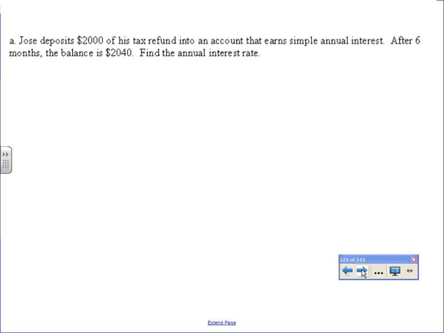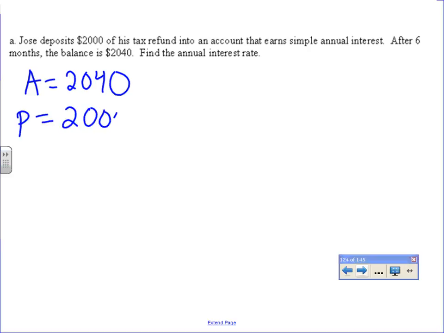Okay, first example. We deposit $2,000 of a tax refund into an account that earns simple annual interest. After 6 months, the balance of the account is $2,040. Find the annual interest rate. So let's start here. We know the balance is $2,040. So I want you to write down on the left-hand side, just try to write kind of small. We also know the principal is $2,000. That was the amount deposited.